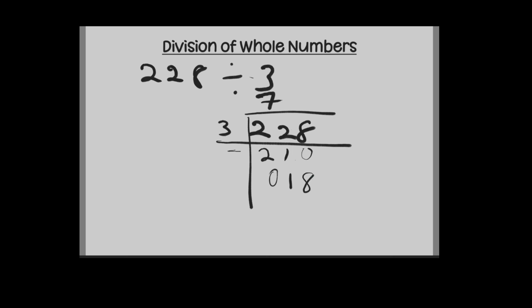Put 0 right here. So 3 in 18 is 6, so put your 6 right here. So you have 3 times 6. 3 times 6 is 18. So write 18 right here and then subtract, your second subtraction. So 18 minus 18 is 0. So that means that 228 divided by 3 is equal to 76. And there is no remainder. Okay. The remainder is 0.